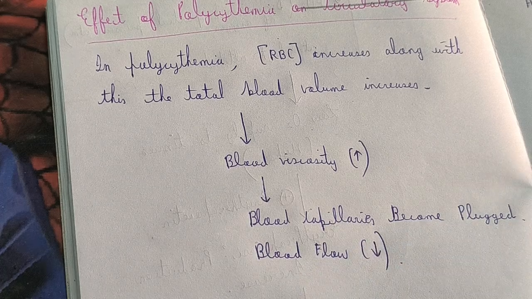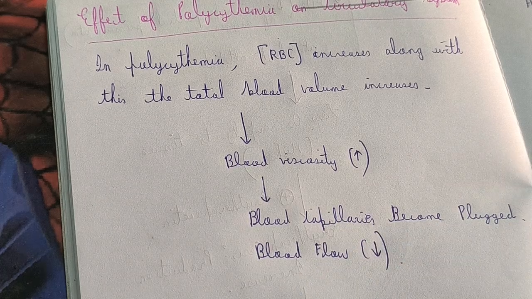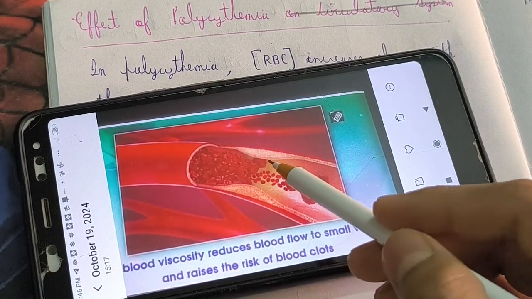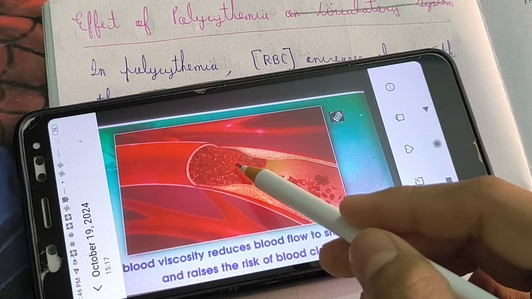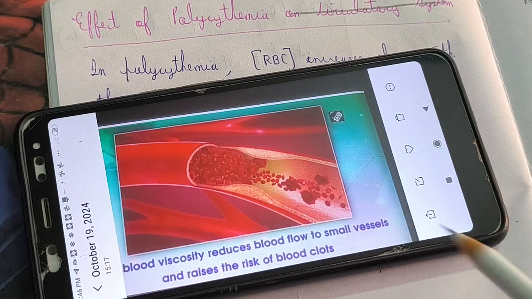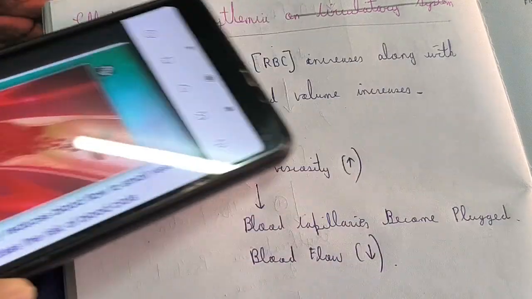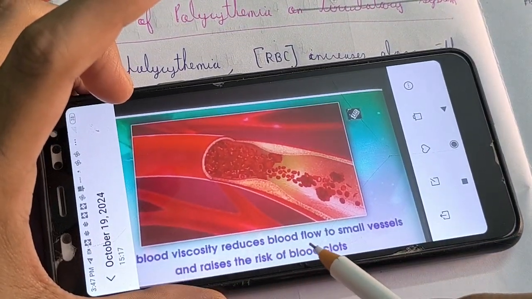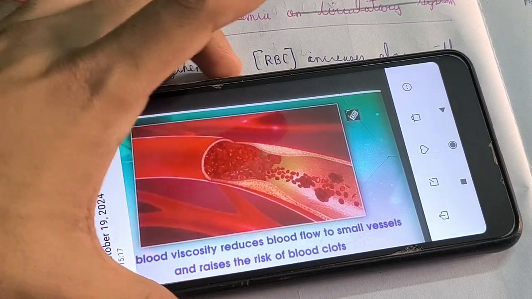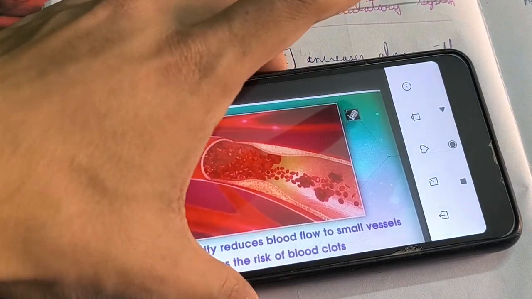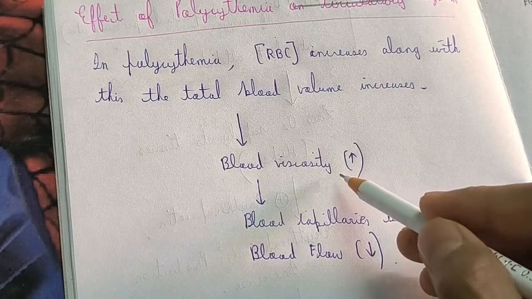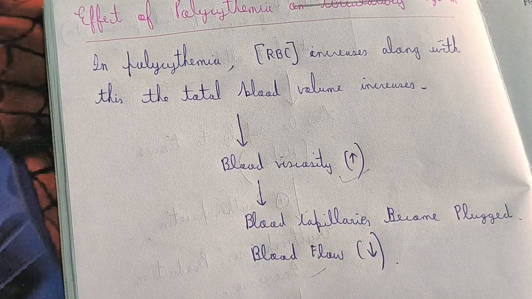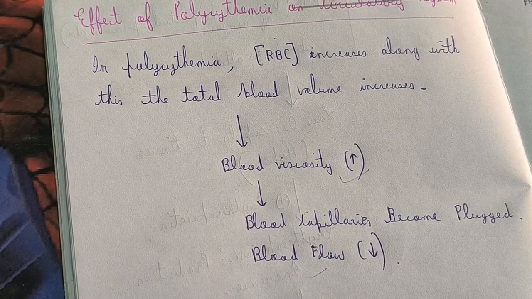Now I am going to show you the diagram also. Friends, you can see here that due to the plugging in the blood vessels, the flow of blood is reduced. And this is also the viscosity. Blood viscosity reduces blood flow to small vessels and raises the risk of blood clots. So your blood flow is reduced, and as a result blood capillaries become blurred also.